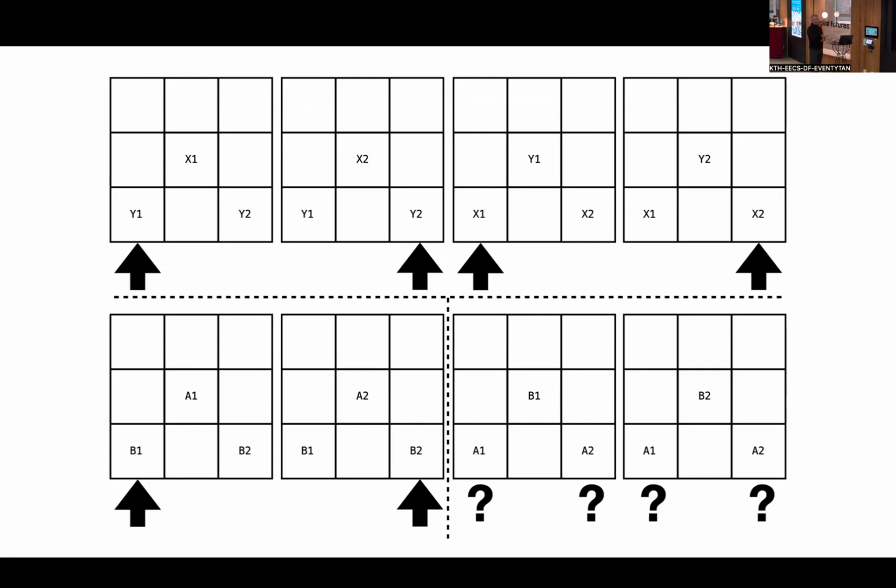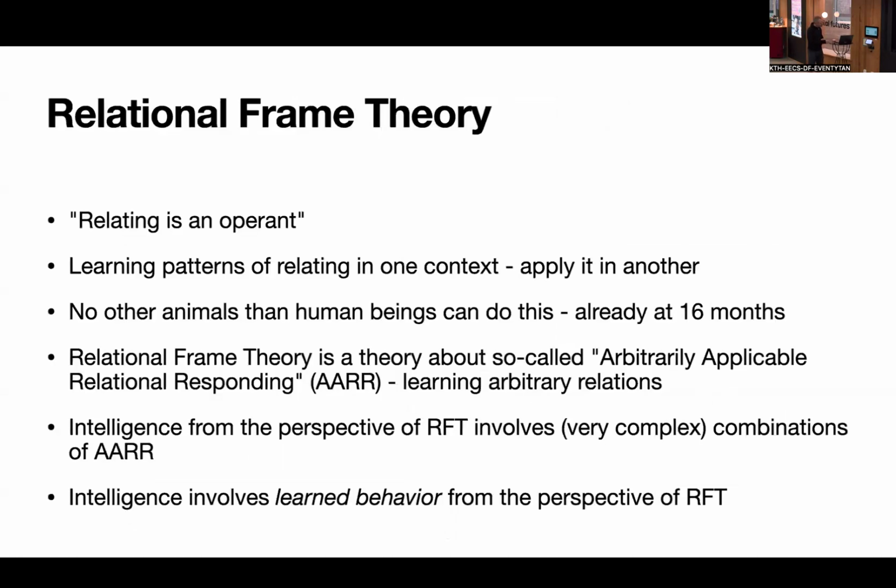This would be the most simple example then of learning a relation, a symmetrical relation. So relational frame theory then is, as I said, relating is an operant. This type of relating could be learned rather than built in, for example. So it is one way of talking about something like transfer learning. Learn a pattern of relating in one context, apply it in another. And as I said, human babies do this already at 16 months of age.